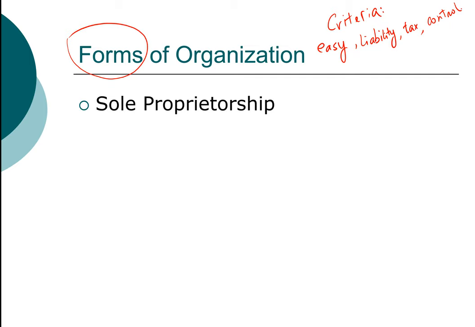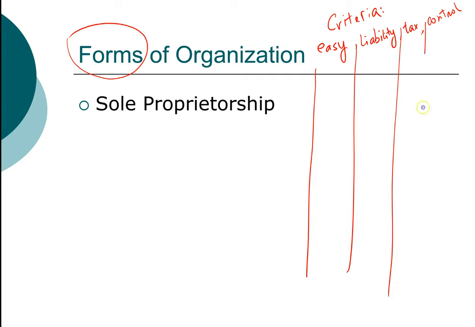So I've just laid out four criteria, and then we can look at each of these different forms of business organization and see how well they stack up according to each criterion. This is just a way that we'll go about evaluating any business decision.